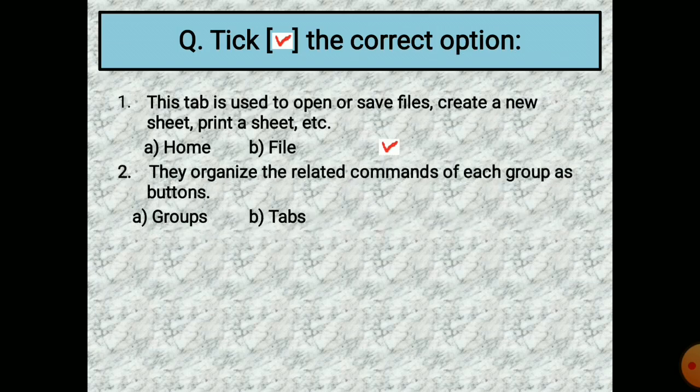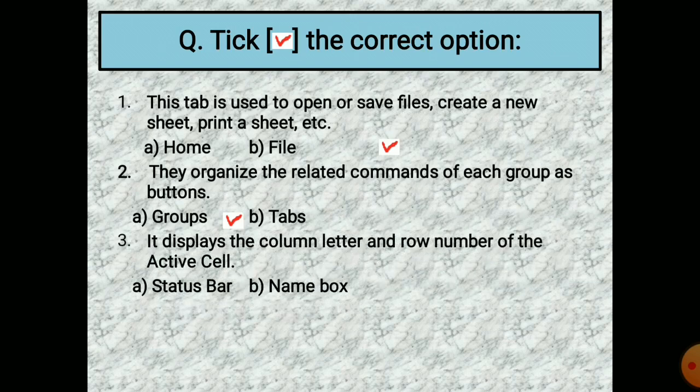They organize the related commands of each group as buttons. Which option will come? Groups. Groups organize the related commands as buttons. It displays the column letter and row number of the active cell. Which option? Do you all know? Yes, very good. Name box. Whenever a cell is active, that particular address will display in the name box.